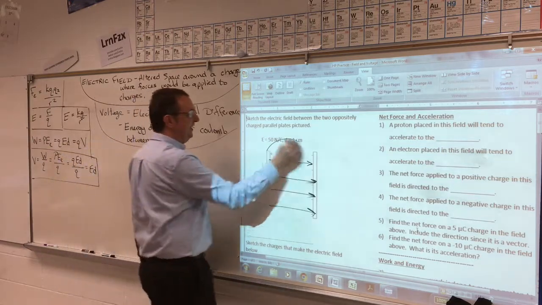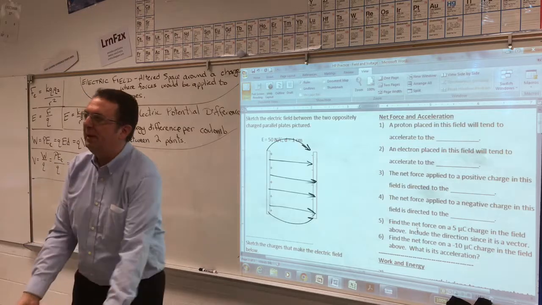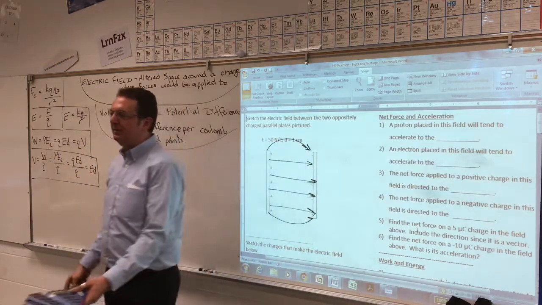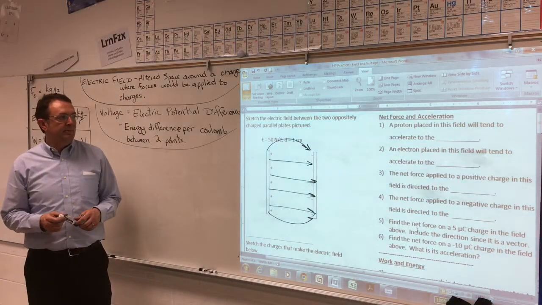So at the edges, this is a uniform field except at the edges. And remember, these are parallel plates. So this is a plate, and it's a plate. This is 3 dimensions. We're attempting to demonstrate this on a 2-dimensional system.